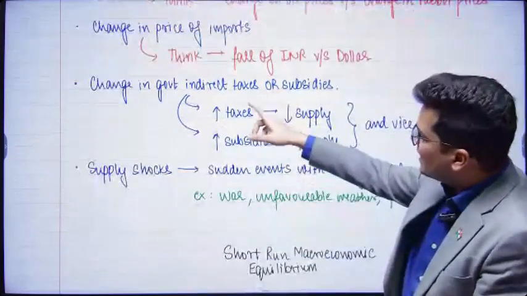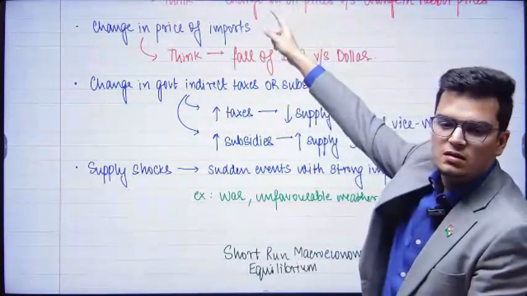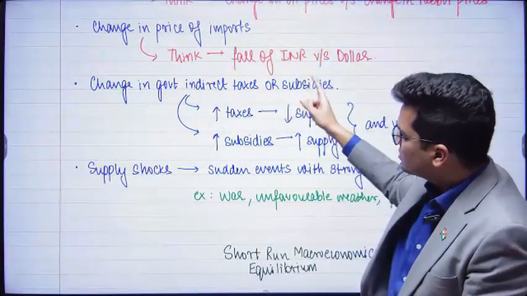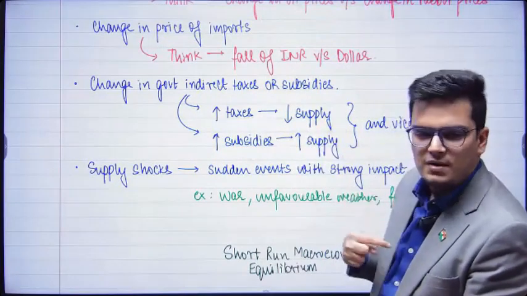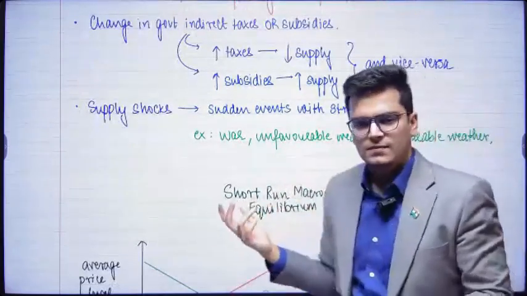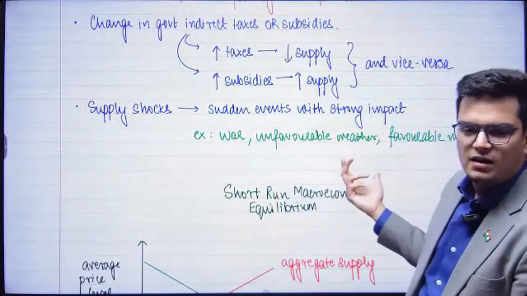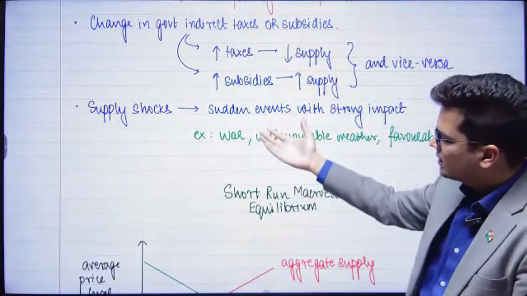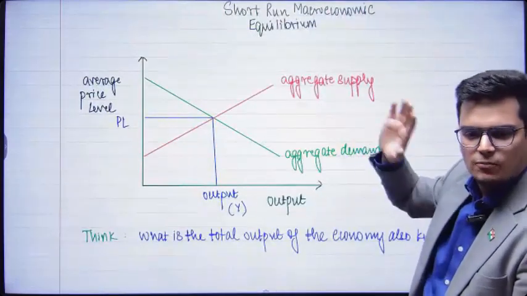Change in indirect tax or subsidy. Indirect tax is here. Direct tax was in aggregate demand. Indirect tax or subsidy ये भी हम पढ़ चुके हैं. How taxes and subsidies will impact my supply. And there can be supply shocks, sudden events that have a very strong impact, such as unfavorable weather conditions, favorable weather conditions, war. ये भी हमने देखा था. Then from here we also read this topic. ये भी previous notes हैं, just आपको याद करा रहा हूँ.